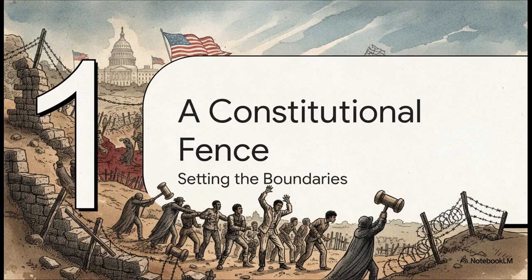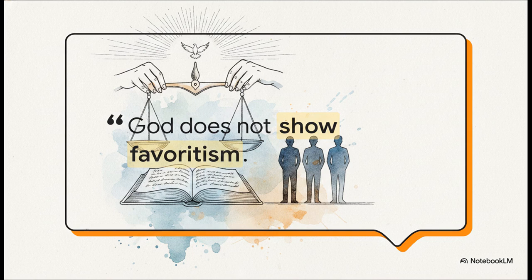Let's kick things off with Section 1, a constitutional fence, setting the boundaries of freedom. To really grasp the core of the 14th Amendment, the source material grounds us in a pretty powerful moral premise from Romans 2:11, God does not show favoritism. The curriculum points out that this idea of absolute equality is the very spirit that animated the lawmakers who were drafting this amendment. They recognized that a truly just society simply cannot play favorites under the law.